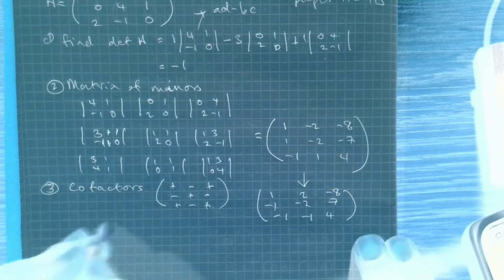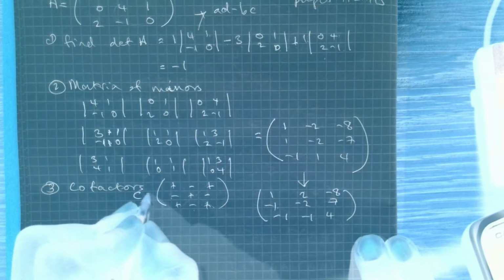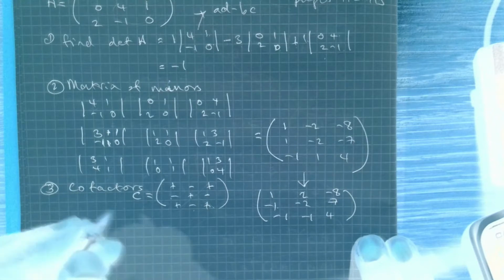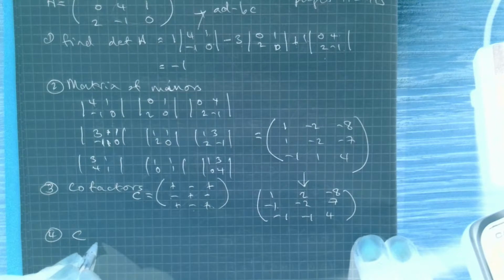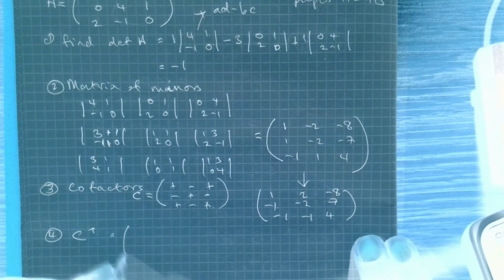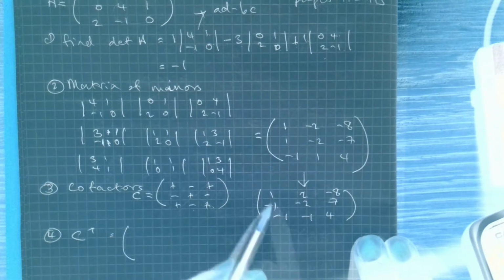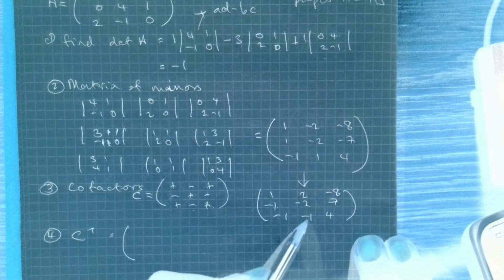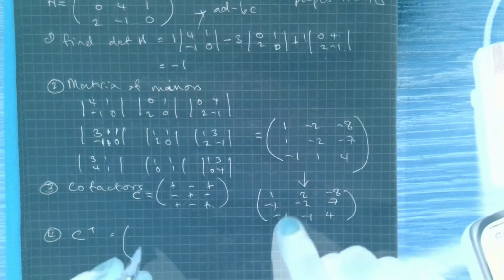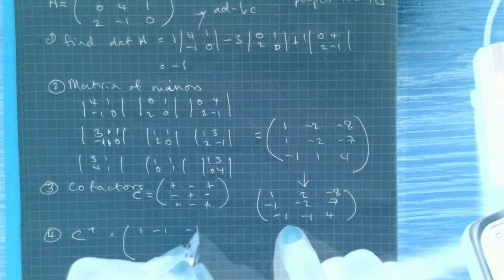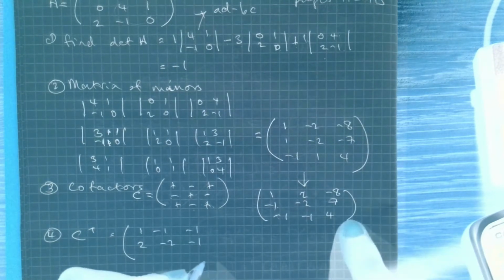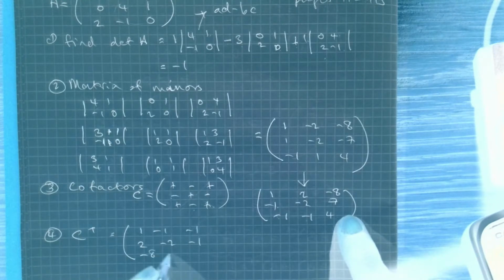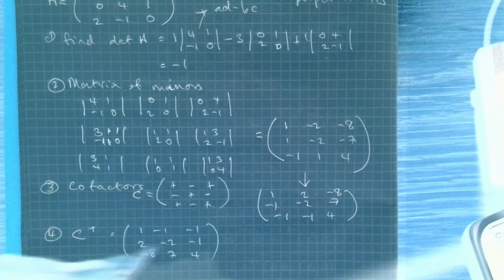Now step number 4, normally this is labeled as matrix C for cofactors. Step number 4 is we need to transpose that matrix. All that means is you swap the rows and columns. So every row becomes a column, every column becomes a row. So the top row is now going to be 1, minus 1, minus 1. The second row is going to be 2, minus 2, minus 1. And then the bottom row is going to be minus 8, 7, 4. So you transpose it.